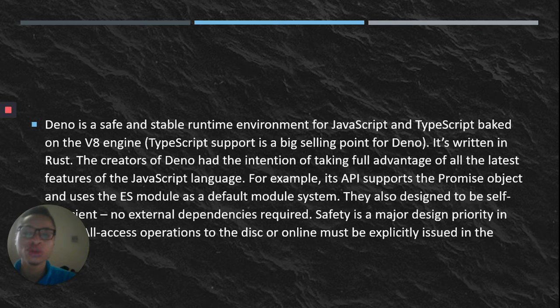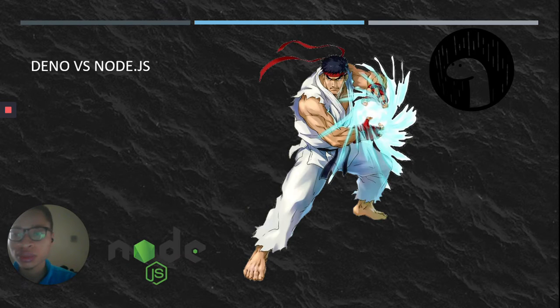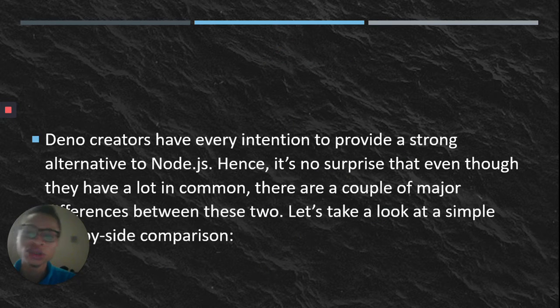Okay, and one other thing you'll notice is it also uses an ES module as a default module system. So as we go on further, I'm going to fully explain to you guys why it's using the ES module and not CommonJS, and what the main advantage is, the pros to using ES instead of CommonJS. Okay, so now Deno's creators had every intention to provide a strong alternative to Node.js. Hence, it's no surprise that even though they have a lot in common, there are a couple of major differences between these two. So let's take a look at a simple side-by-side comparison.